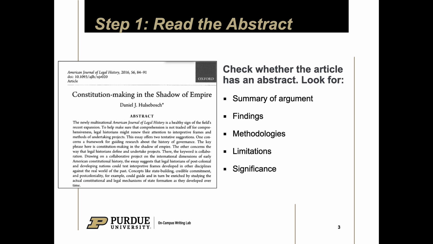When I want to decide if an article is useful for me, the first thing I do is read the abstract. If you're not familiar, an abstract is a short statement that summarizes an article. An abstract basically distills a whole article into a paragraph or two. It should give you a sense of the article's argument or hypothesis, as well as the author's findings, methodologies, limitations, and significance. This is a great tool to quickly get a sense of what an article is about.